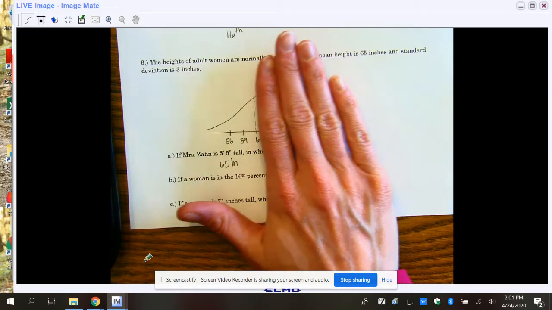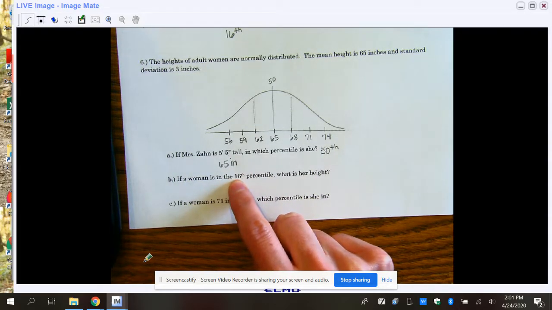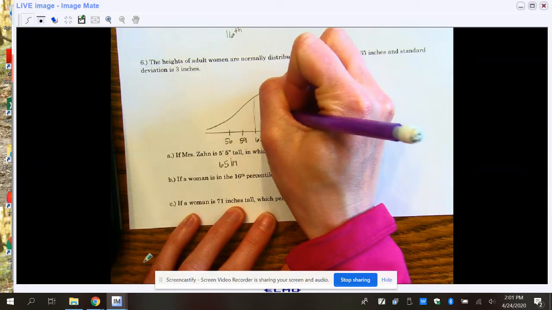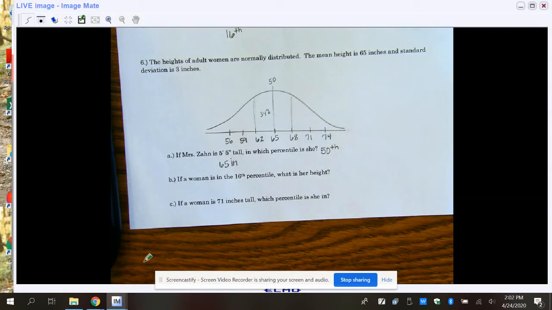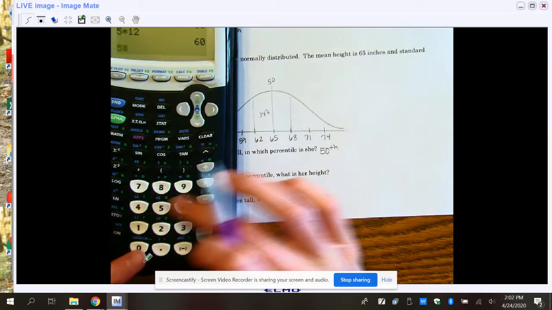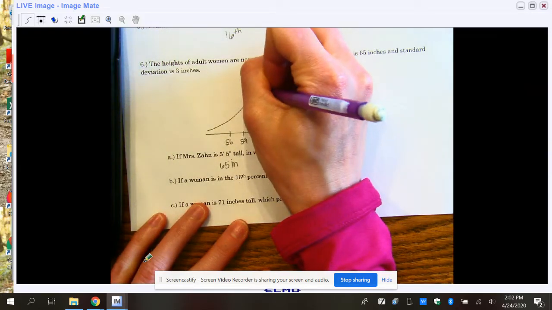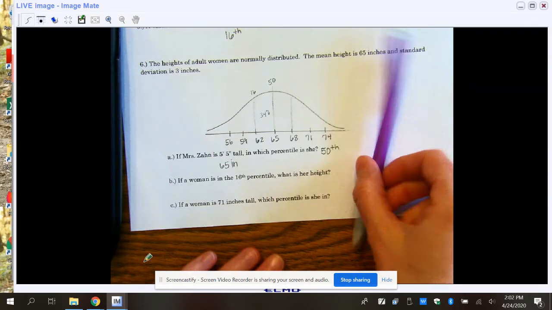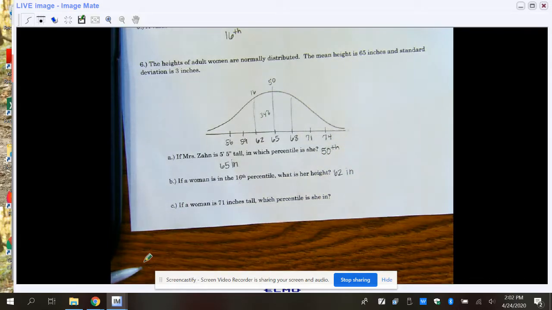So I usually start at 50 and then work your way back until you get to that 16th percentile. So we would say, all right, well, I know that that's 50. I know that that section represents 34% of your data. 50 minus 34 is 16. So this would be your 16th percentile. So that means that this person would be 62 inches tall.